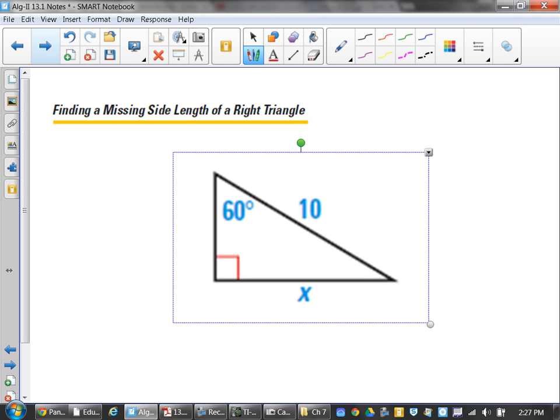True. That does happen quite often. Don't outthink yourself. If it says solve for x and you know it from the 60, you're probably thinking, oh, I should probably use sine because it's opposite. My hypotenuse is there. If you have a right triangle and you're given a 60, you know it's a 30, 60, 90.